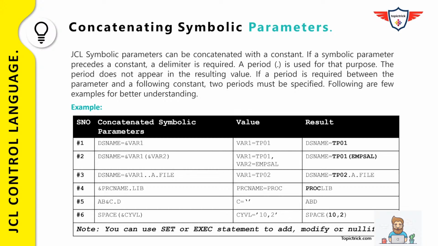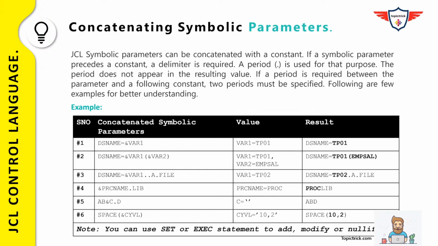Now let's go through the following example table to understand how you can concatenate symbolic parameters to accomplish your requirement. This table includes 4 different columns. First one is serial number. Second one is concatenated symbolic parameters. Third column is a value column that will outline the value which will be assigned to these symbolic parameters. And in the last column, you'll see the result, what would be the outcome after you assign the value to the symbolic parameters.